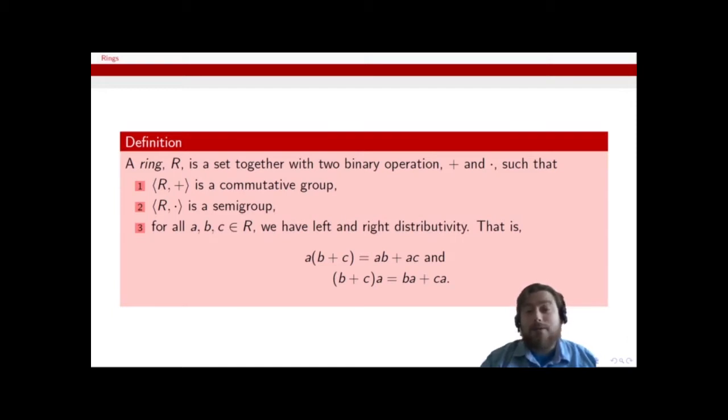Then we add in this other operation, the multiplication, and in order to be a ring, that's going to be a semigroup. If you remember back to when we talked about semigroups, it just means that it's closed under the multiplication, and the multiplication is associative. Furthermore, in order to be a ring, we also have to satisfy left and right distributivity. That is, we satisfy these equations below: A times (B plus C) is AB plus AC, and (B plus C) times A is BA plus CA.